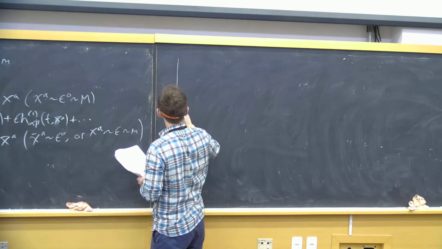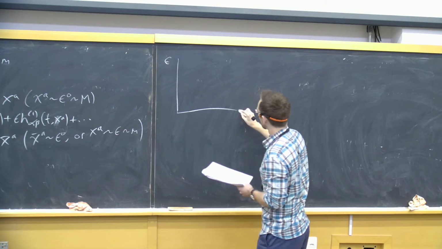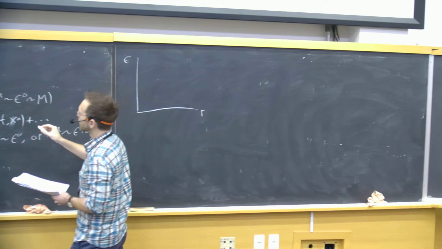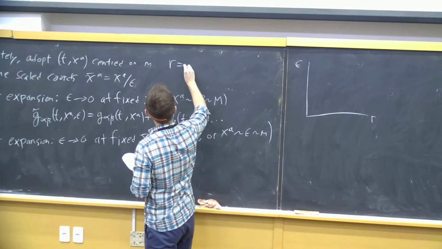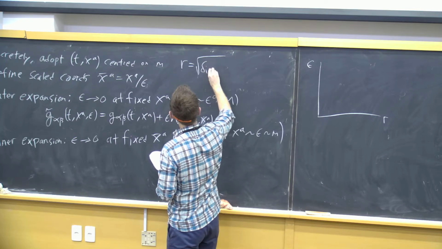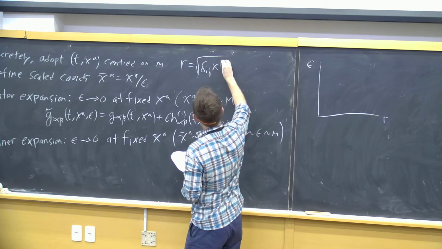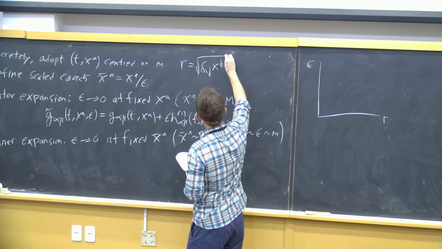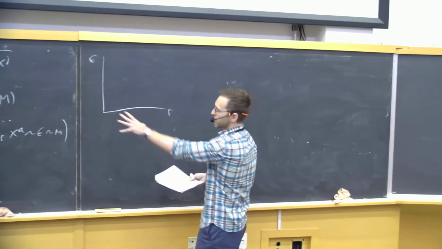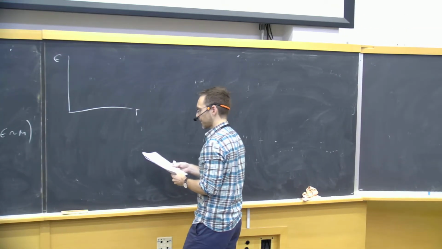So first, let's look at the epsilon, r plane. This r is just the square root of x squared plus y squared plus z squared, which I can write as delta ij x^i x^j. So these two different limits that I'm looking at look very different on this plane.